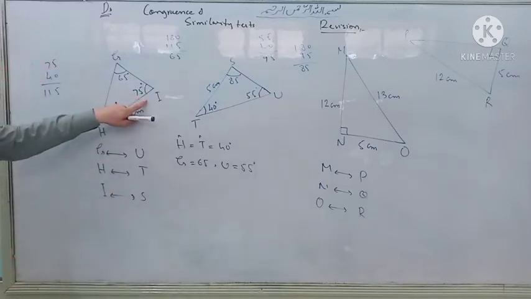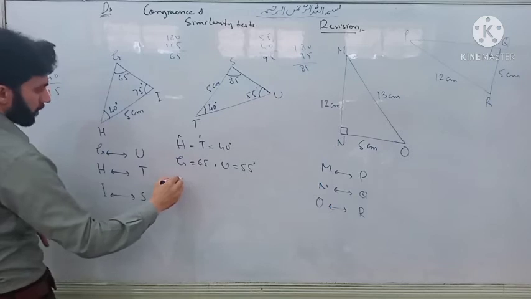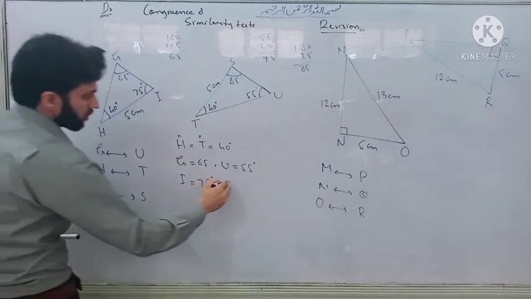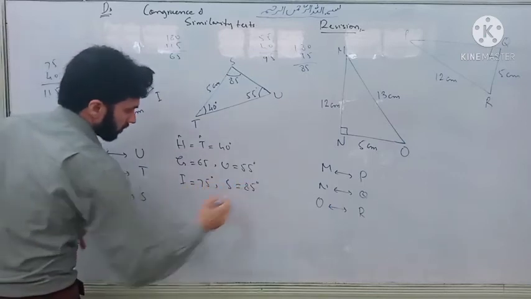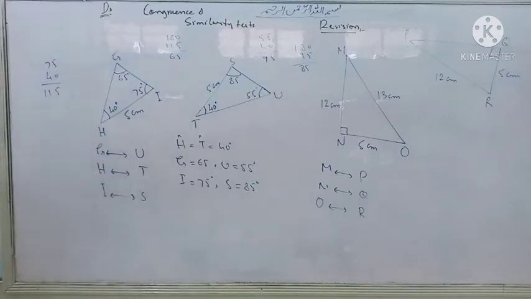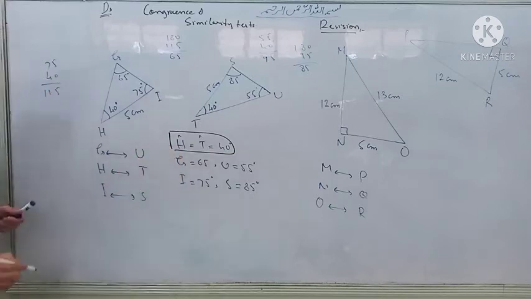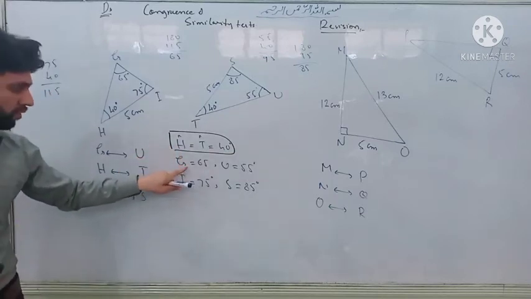On I there is 75. So again on I there is 75, on S there is 85. So we just have one same angle on the two corresponding vertices, but on the other two corresponding vertices we do not have the same angle.